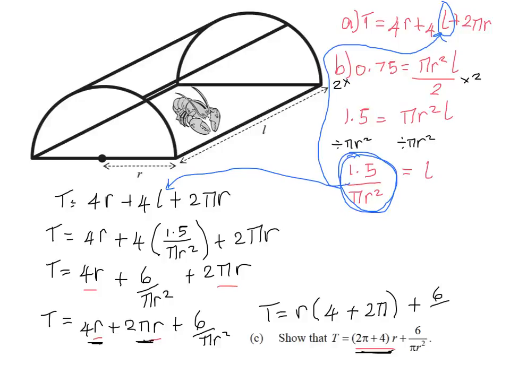Now, our 6 over pi r squared is okay already. It's exactly what we need it to be. And I think we are there. If we just now reorder this, t equals, if I just take this r, put it on the side, take this 2 pi and 4 and switch the order around a bit, then I get exactly what they want us to have, which is that t is equal to 2 pi plus 4 r plus 6 over pi r squared. So we've shown what they want us to show, and we are done with C.